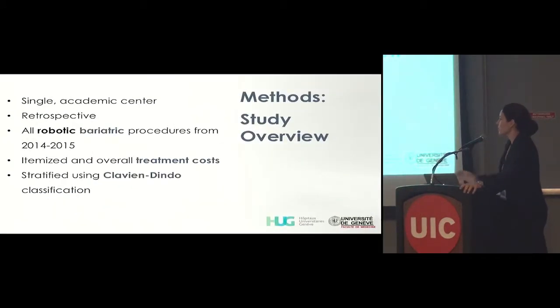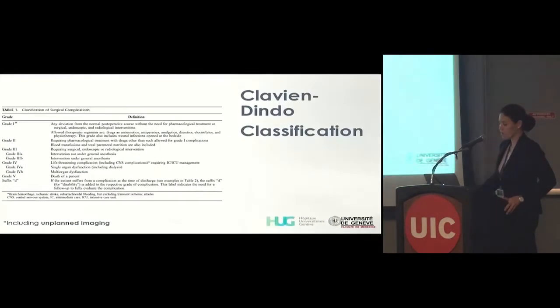So what did we do? In a single-center academic analysis, we took our data retrospectively and looked at all robotic bariatric procedures from 2014 to 2015. We took the itemized and overall treatment costs from hospital administration, and we stratified the patients using the Clavien-Dindo classification. Just a quick reminder, Clavien-Dindo is the standard classification of complications: grade 1, deviation from the norm not requiring treatment; grade 2, conservative treatment; grade 3, surgical or endoscopic treatment; and grade 5, death; with grade 4 for things like organ failure, etc.